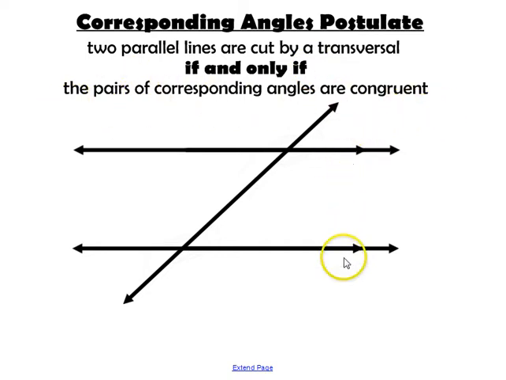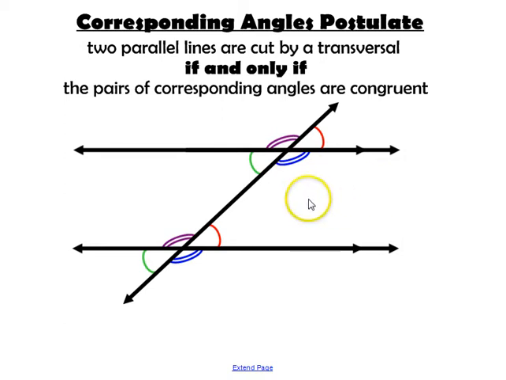So this extra set of arrows here on the lines tells us that these two lines are parallel, and they're cut by a transversal. So the corresponding angles, remember the ones that are in the same positions, these two angles are going to be congruent because we know the lines are parallel. Likewise, this pair of corresponding angles will also be congruent. This pair of corresponding angles is congruent, and this pair of corresponding angles are congruent.